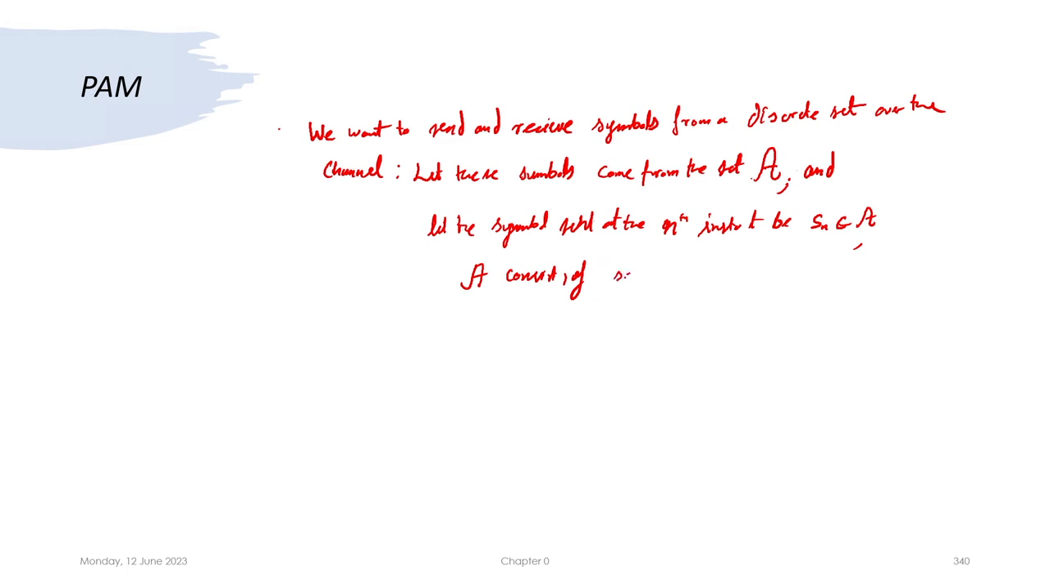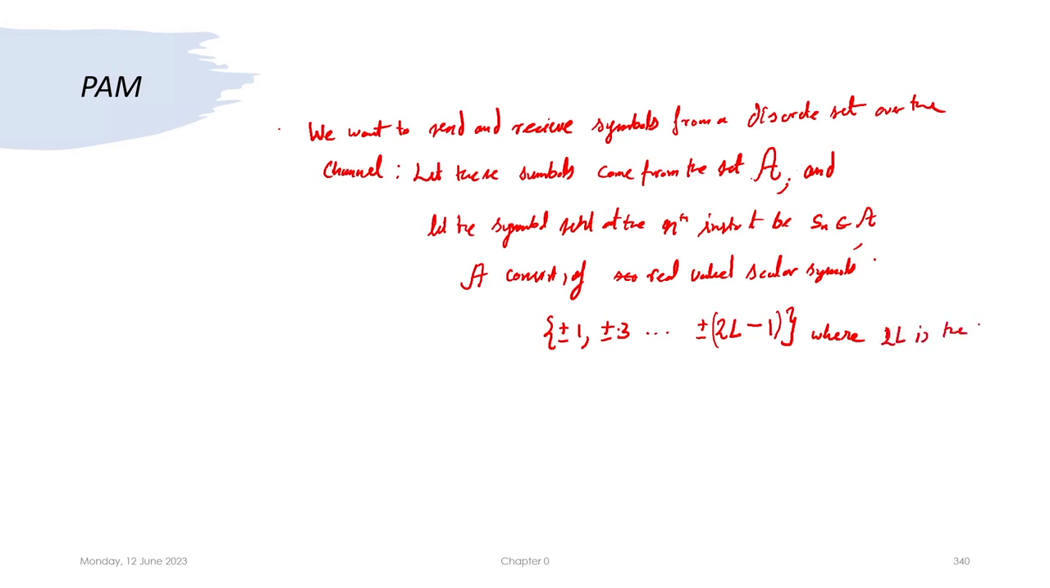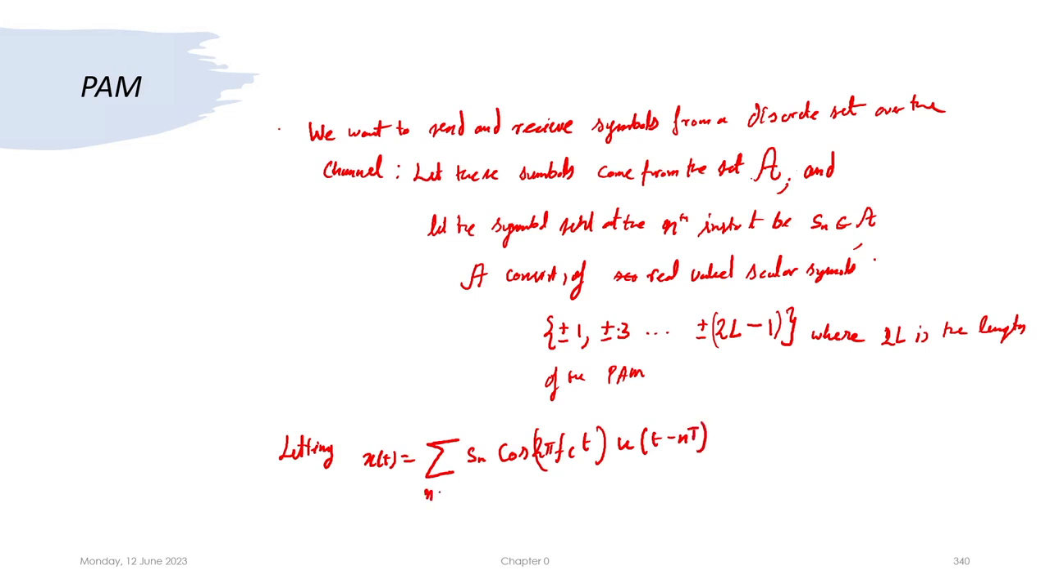A consists of scalar, real valued symbols plus minus 1, plus minus 3, up to plus minus (2L minus 1), where L is the length of the PAM. So, these symbols can be represented as x(t) equals summation S n cos(2 pi f_c t) u(t minus nT), n goes from minus infinity to infinity.